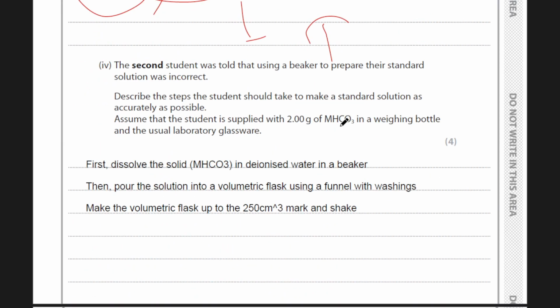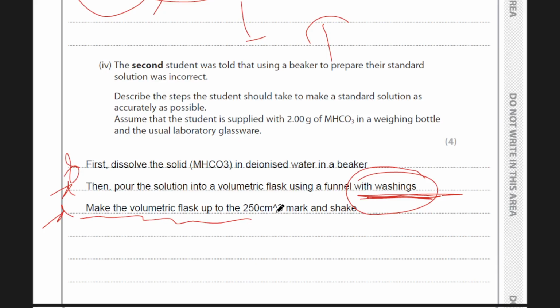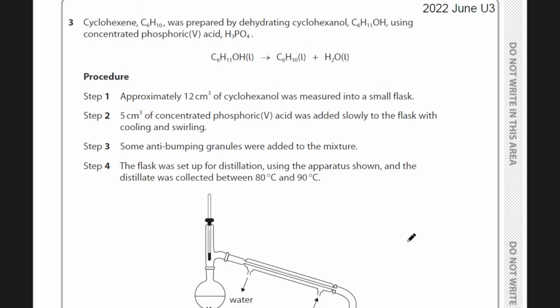Again, the second student was told that using a beaker to prepare their standard solution is incorrect. Describe the steps the student should take to make a standard solution as accurately as possible. First of all, he can dissolve the solid in deionized water in a beaker and then pour the solution into a volumetric flask, obviously using a funnel. We need to rinse it down and ensure that any washings present at the interior surface of the beaker are also transferred. And then later on, you need to make the volumetric flask up to the 250 cm cube mark and then shake it. That's how it works.